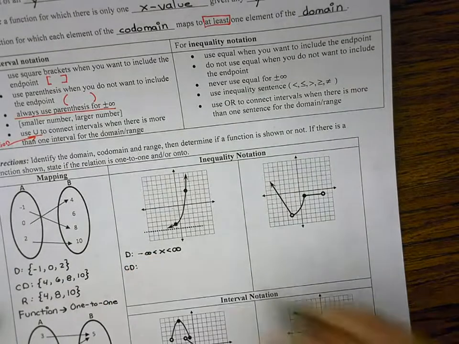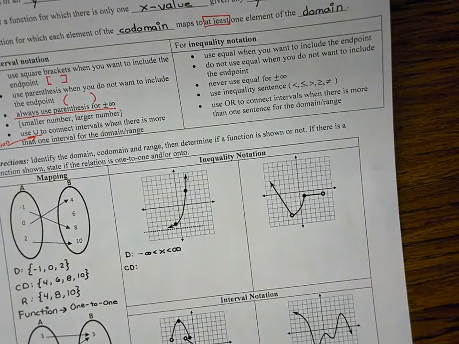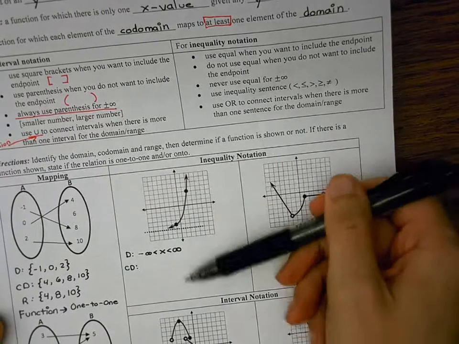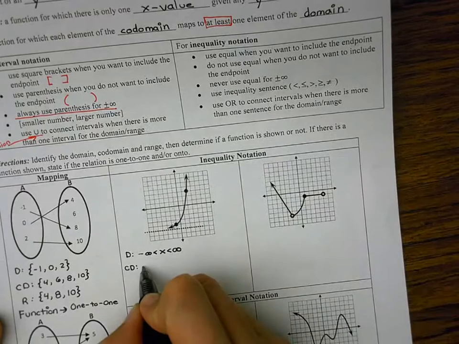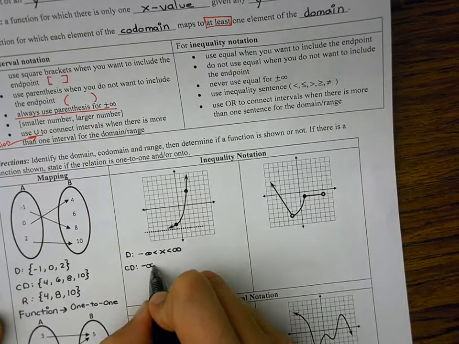Codomain, ladies and gentlemen, is probably going to be the easiest one to write on graphs. Just so you know, we're not really intending to ask you to write it on your homework, because for a graph, the codomain is always exactly the same. Codomain are all of the possible y values, not just the ones that come from the function, but literally every possible y value. Well, on a graph, every possible y value is negative infinity to infinity.